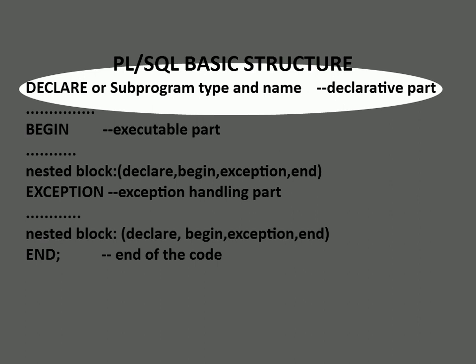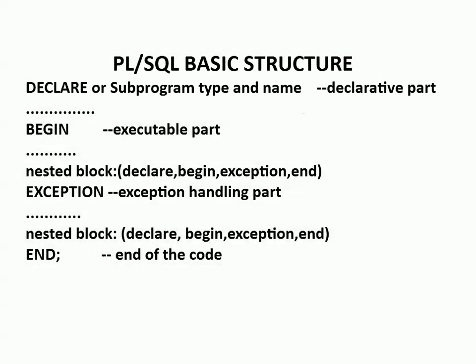In an anonymous block, the declarative part starts with the word declare, and in the named blocks or subprograms, the declaration part starts with the subprogram type, for example, procedure or function, and its name, and normally the keyword is follows, and after that we declare our identifiers, and that is our declarative part.